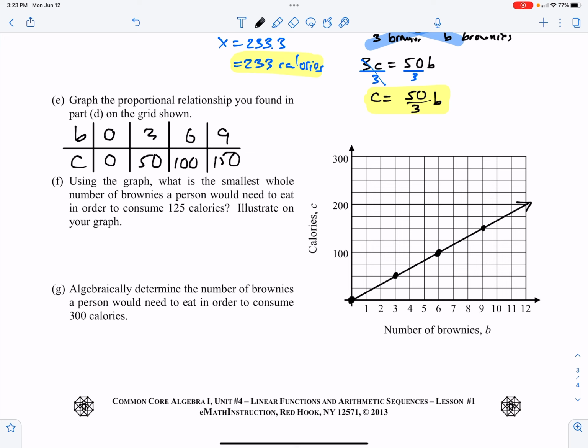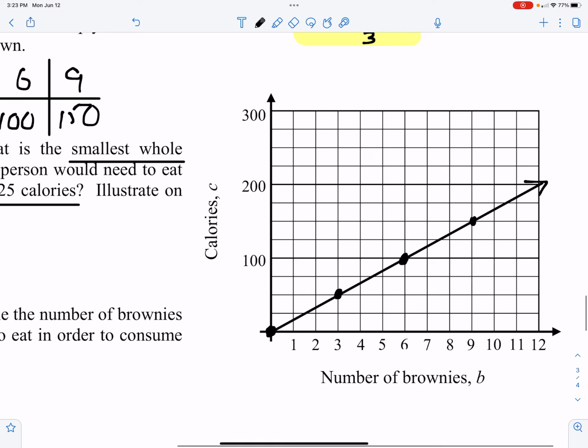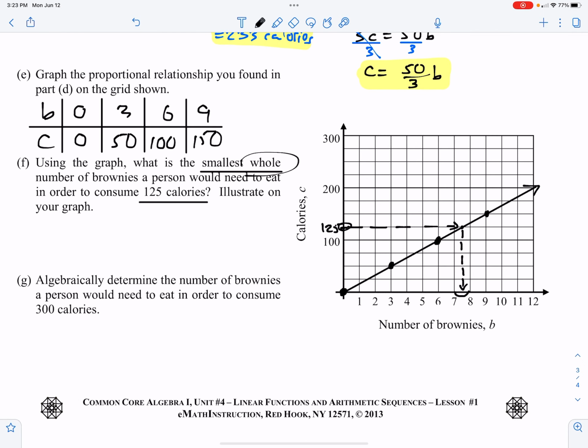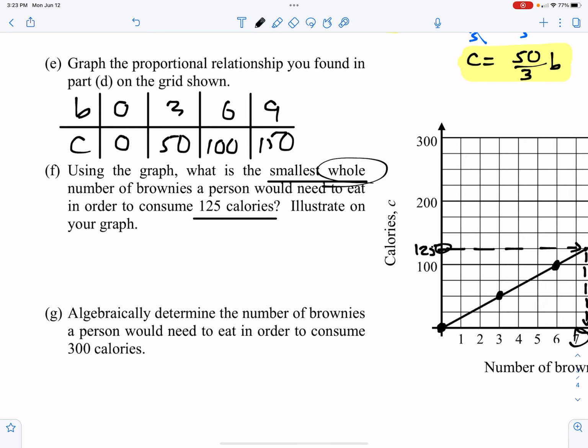Using the graph, what is the smallest whole number of brownies a person could eat in order to consume 125 calories? All right, so here's 125 right there. We're going to go over to the graph, and you can see it intersects the graph right there. If I go down, I'm somewhere between 7 and 8. Well, the smallest whole number would be 7.